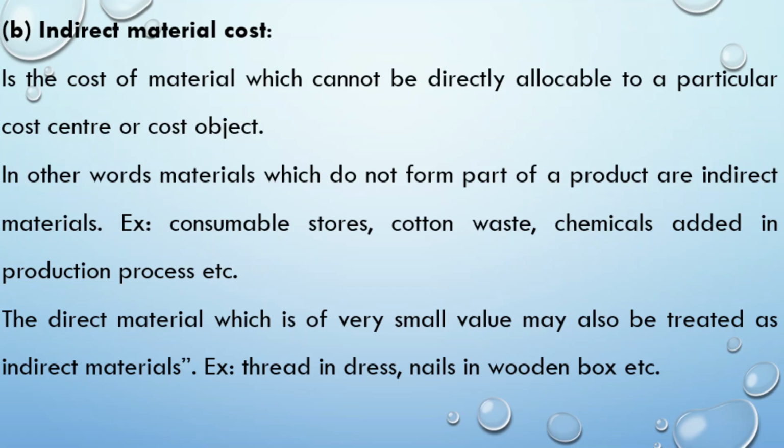Indirect material cost. Indirect material cost is the cost of materials which cannot be directly allocable to a particular cost center or cost object. In other words, materials which do not form part of a product are indirect materials. For example, consumable stores, cotton waste, chemicals added in production process, etc. The direct material which is of very small value may also be treated as indirect material. For example, thread in dress and nails in wooden box.